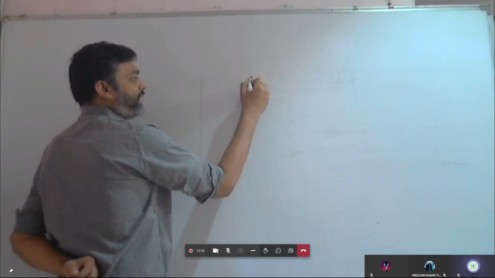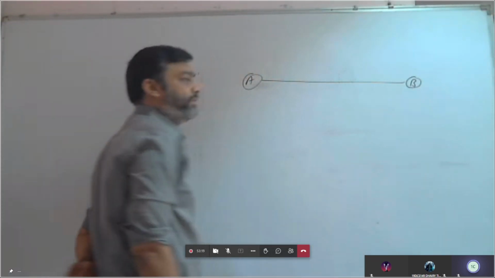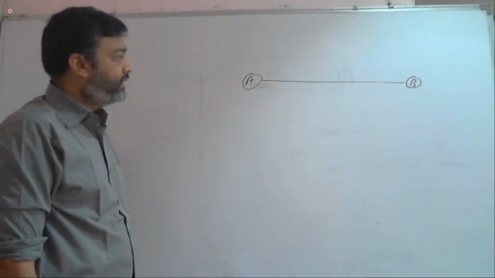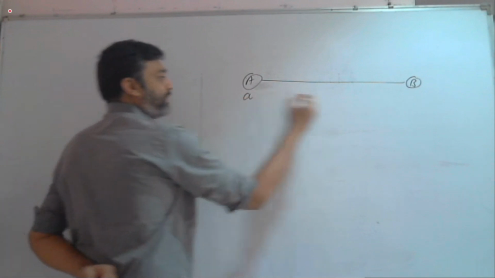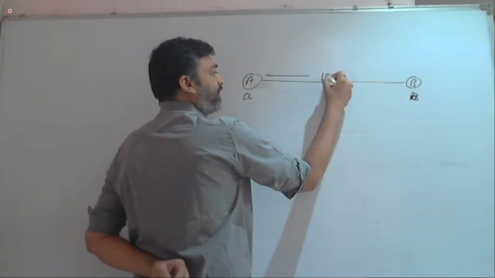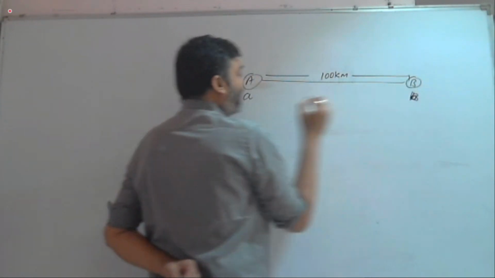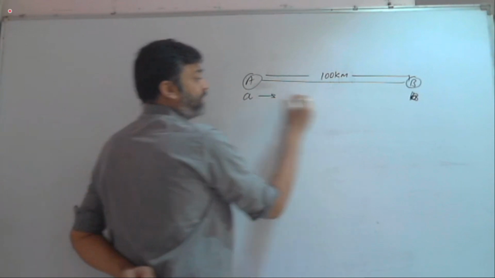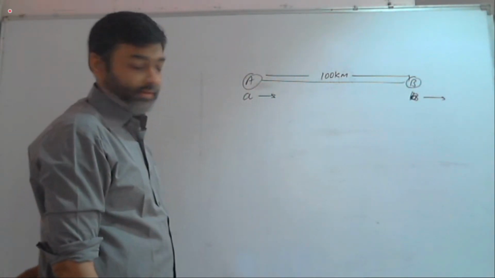I just go with that. There are two stations, A and B, right? These are the two stations. Two cars, A and B, start from them. The distance between them, let it be 100 kilometers, on a straight line. When both cars move in the same direction, right?